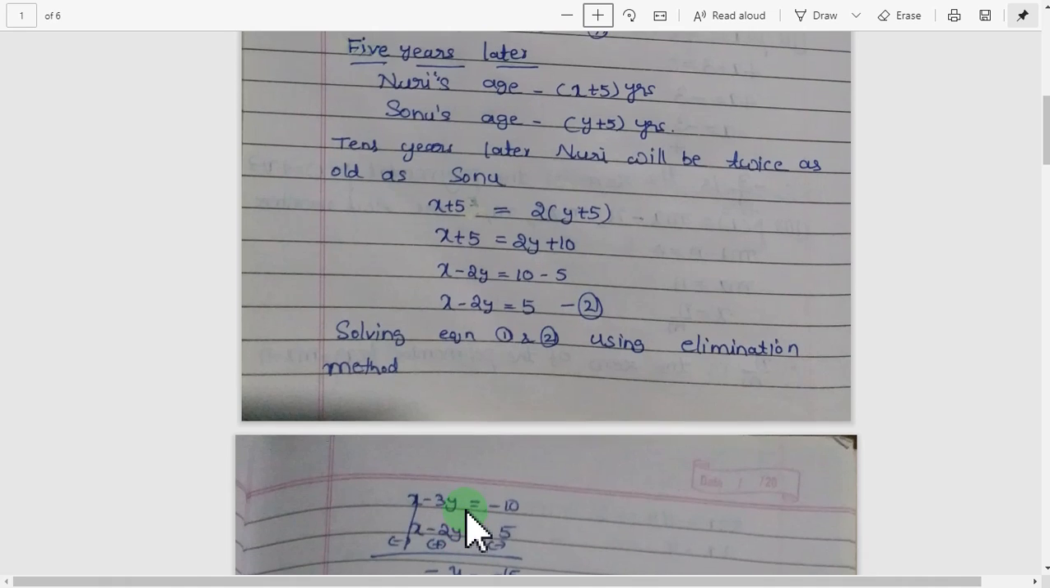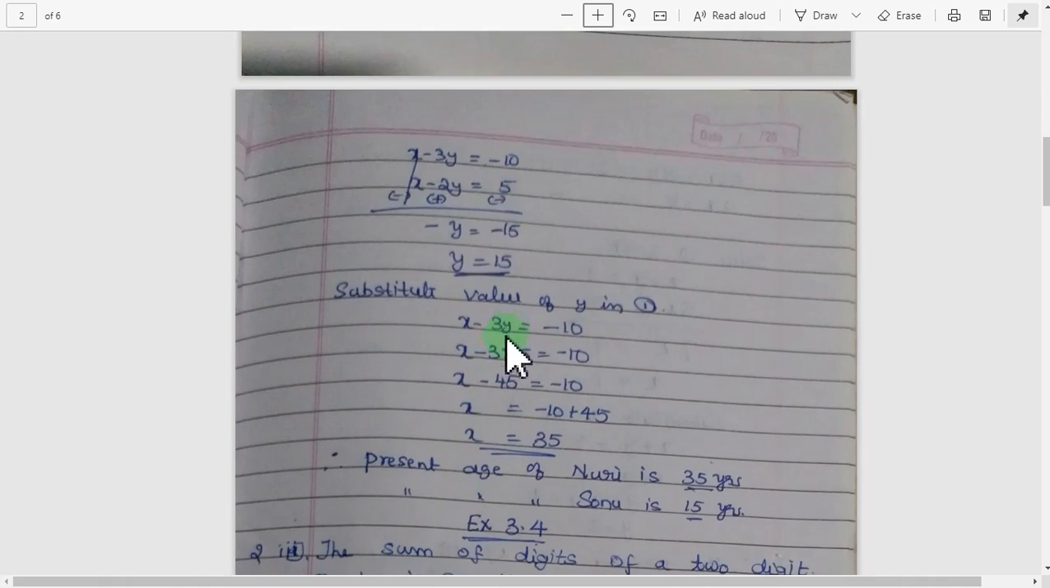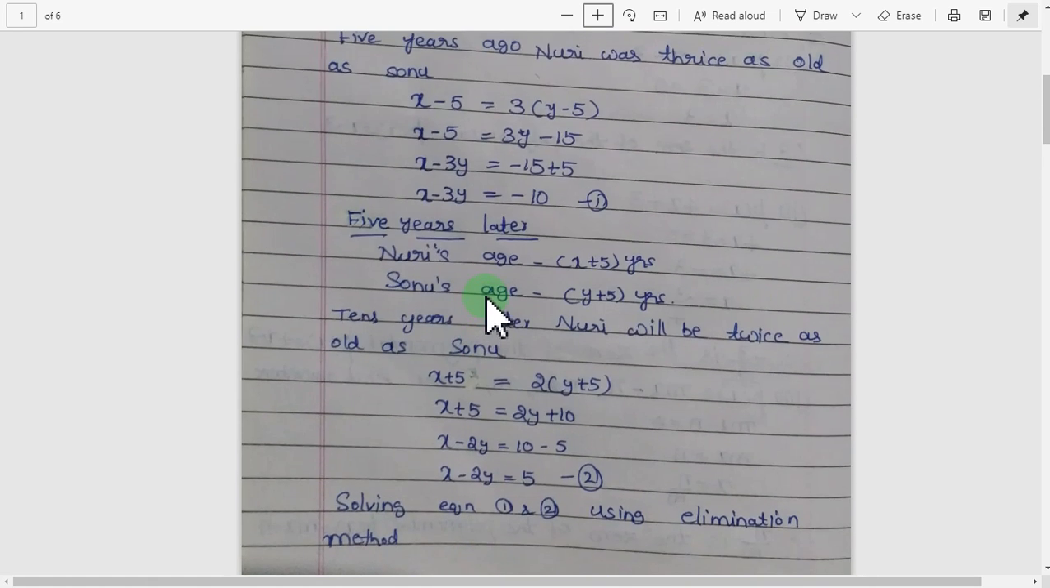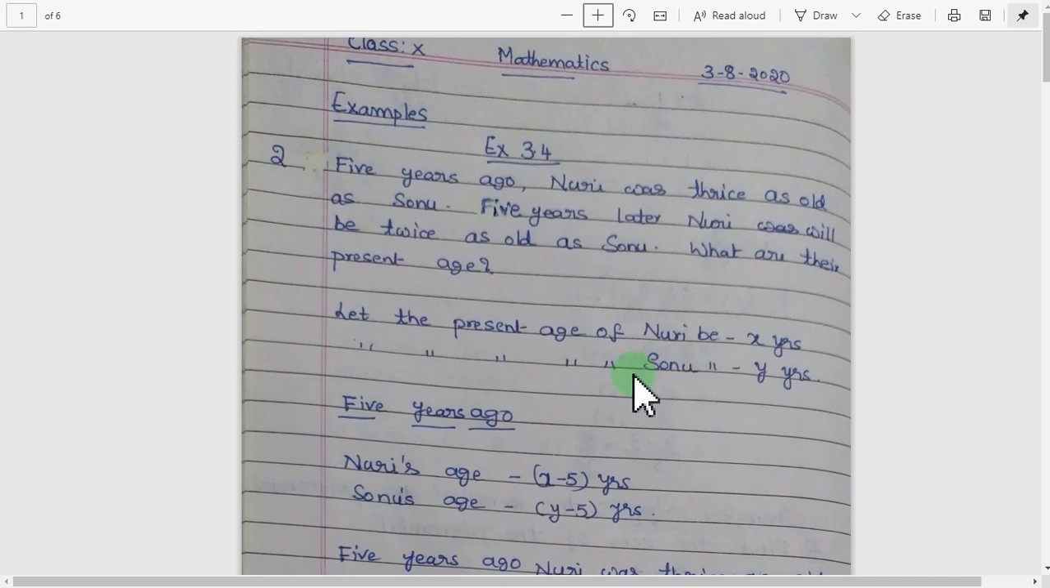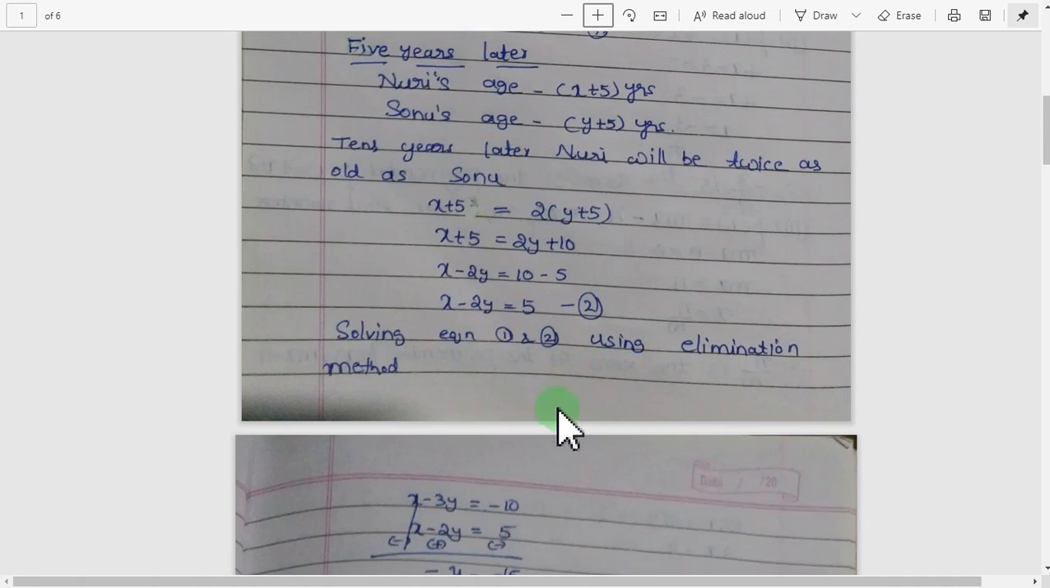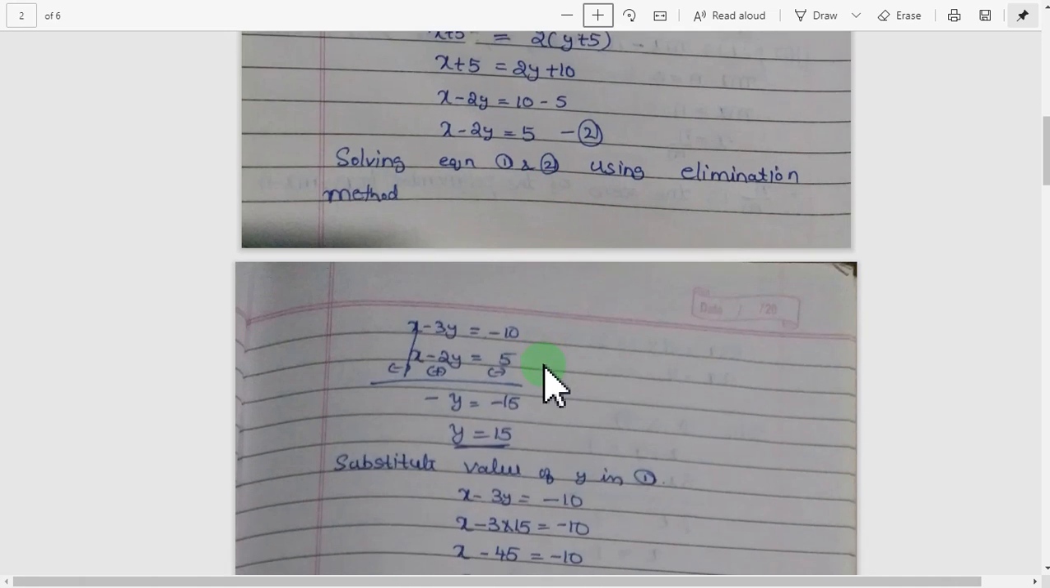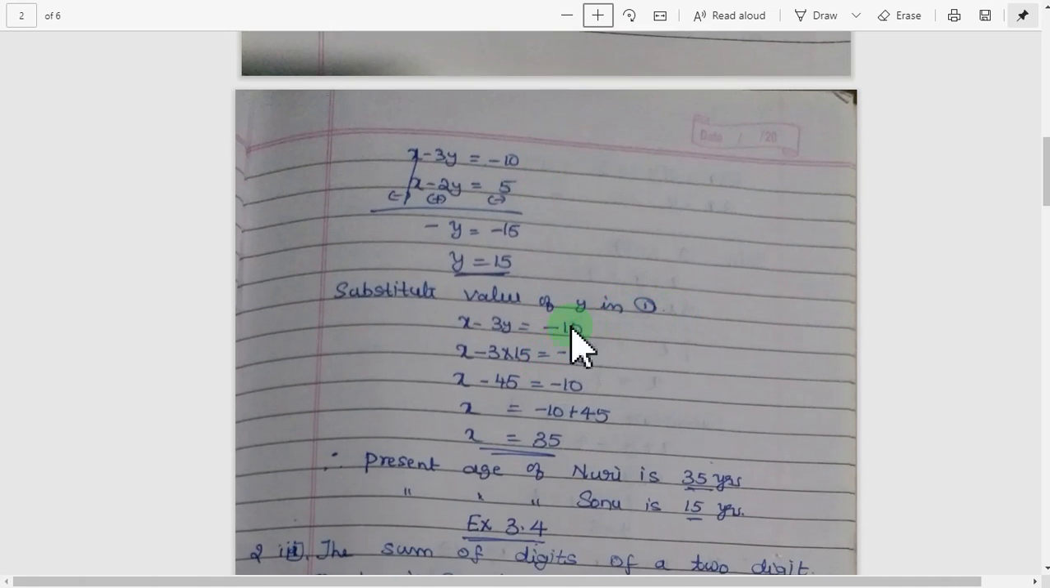So y is Sonu's age; we got Sonu's age. Now to get Noori's age, the value of y we can substitute in any one of the equations. I am substituting in equation 1: x minus 3y is equal to minus 10, x minus 3 into 15. Simplifying this, you will get x is equal to 35. So we got the x and y values, which are the ages of Noori and Sonu. Noori's age is x, so 35 years, and Sonu's age is 15 years.